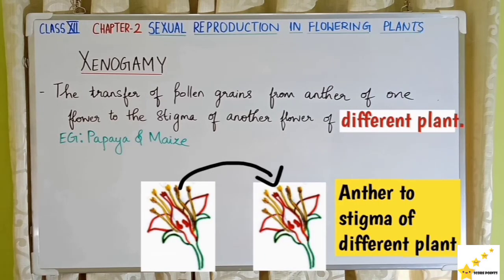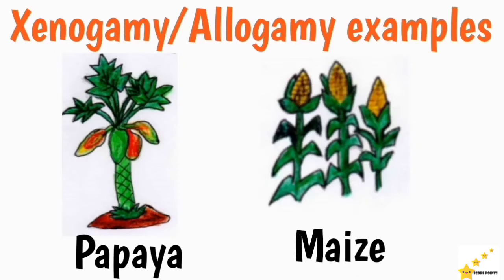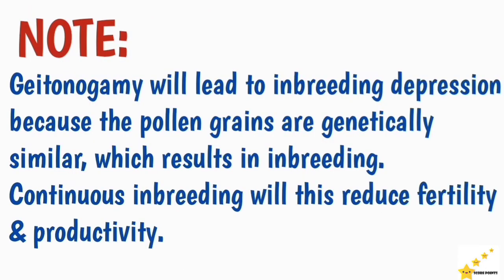Next type of pollination that you have to learn is xenogamy or allogamy. The transfer of pollen grains from anther of one flower to the stigma of another flower of a different plant is called as xenogamy or allogamy. This is the only type of pollination which during pollination brings genetically different types of pollen grains to the stigma.